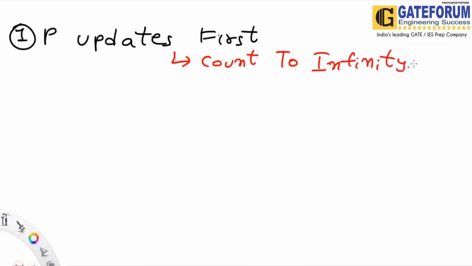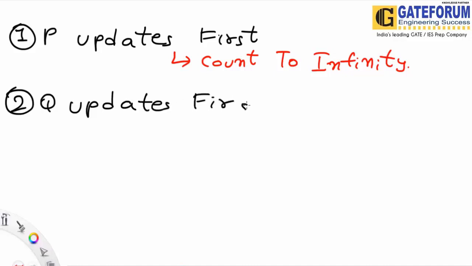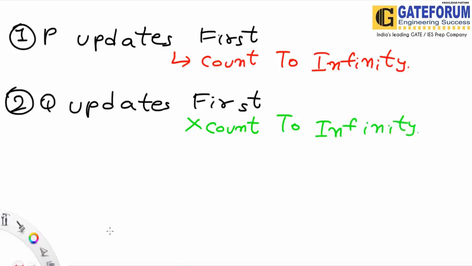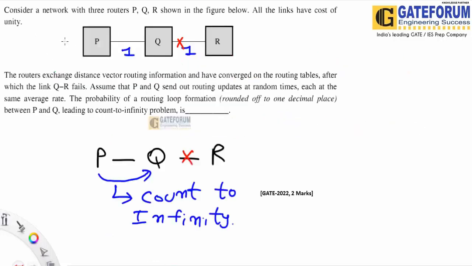Okay, this is the generic way of causing the count to infinity. Second case, which we can say is Q updates first, because both of them are updating at a random time, so anything can happen, right? So if this is the case, there won't be any count to infinity problem. As there is a happy path saying that if Q updates first, P will update its routing table saying that there is no distance to R and there won't be any count to infinity problem.